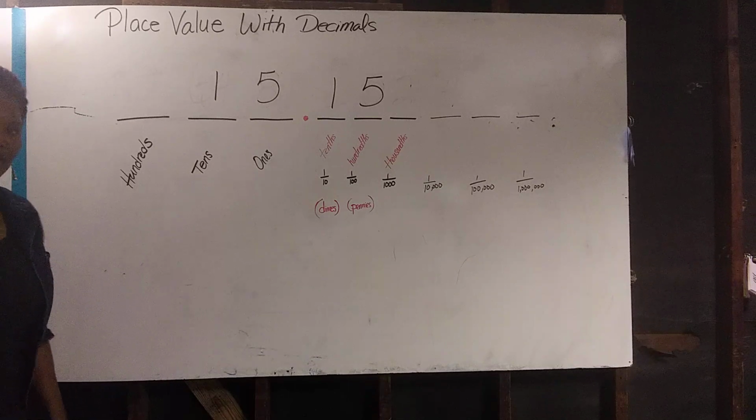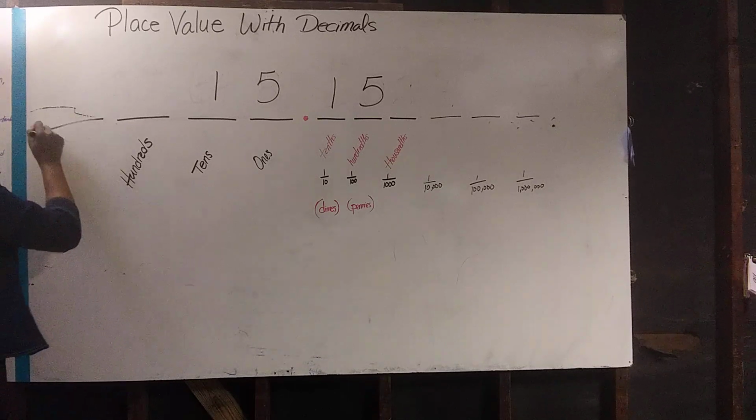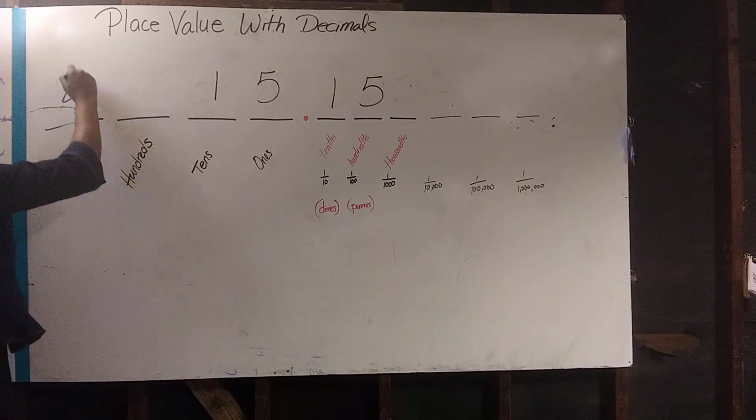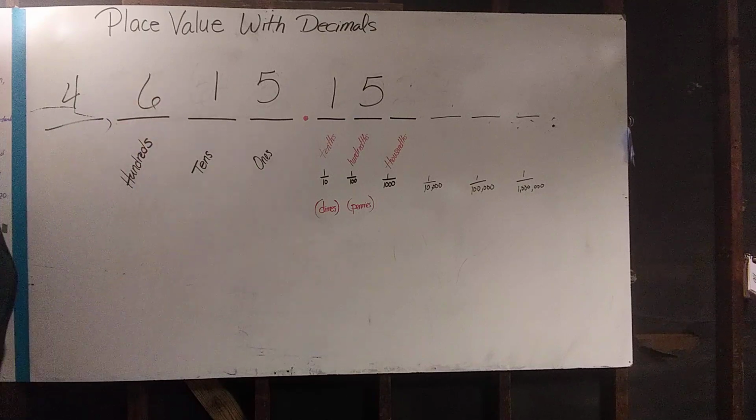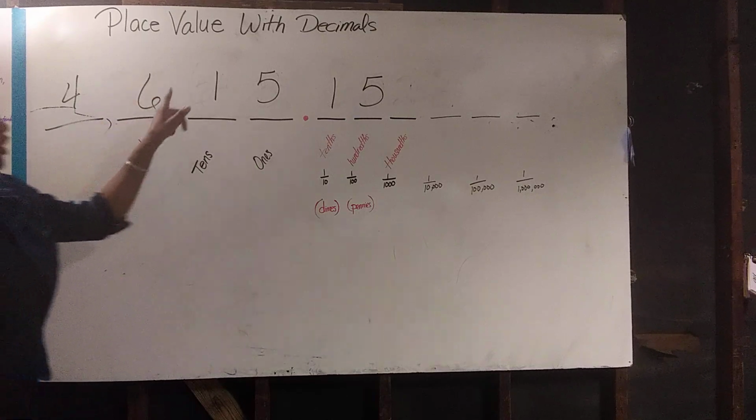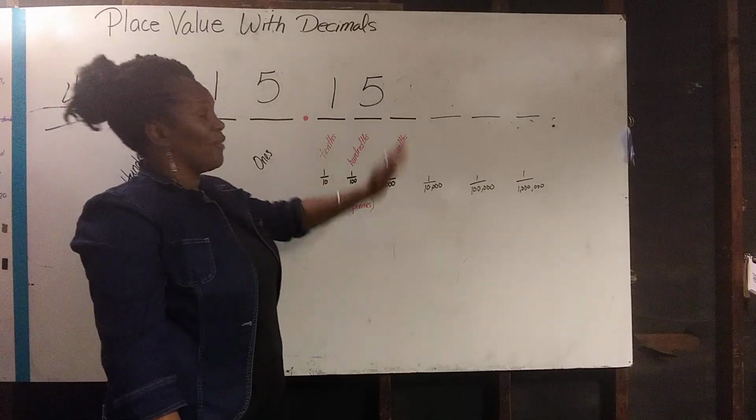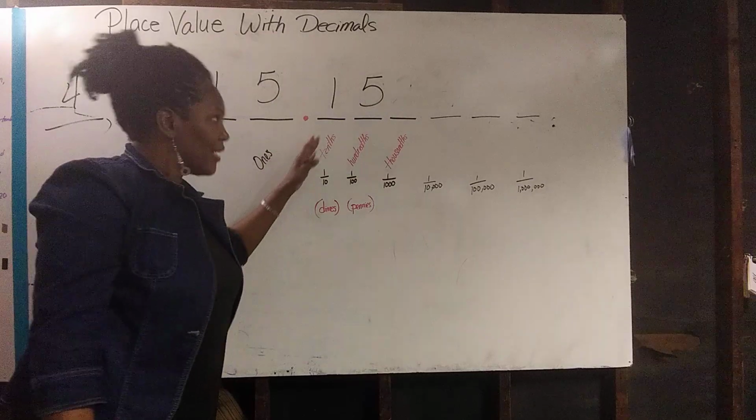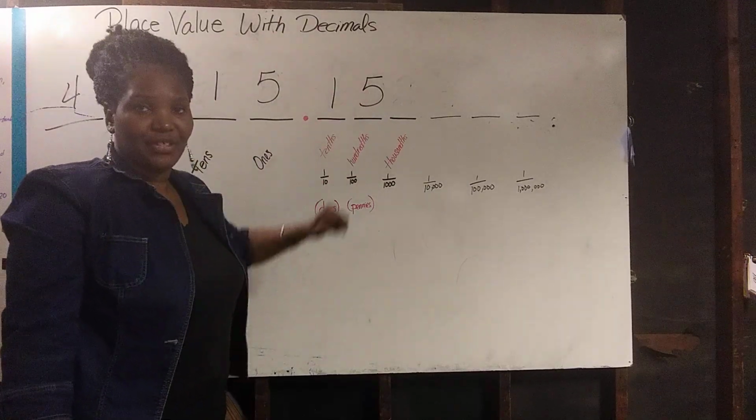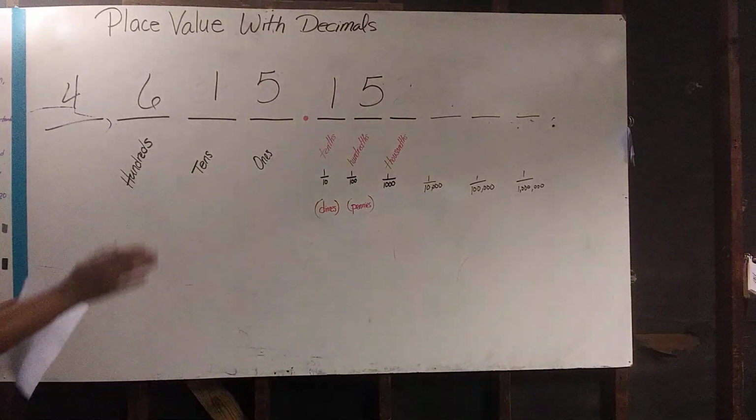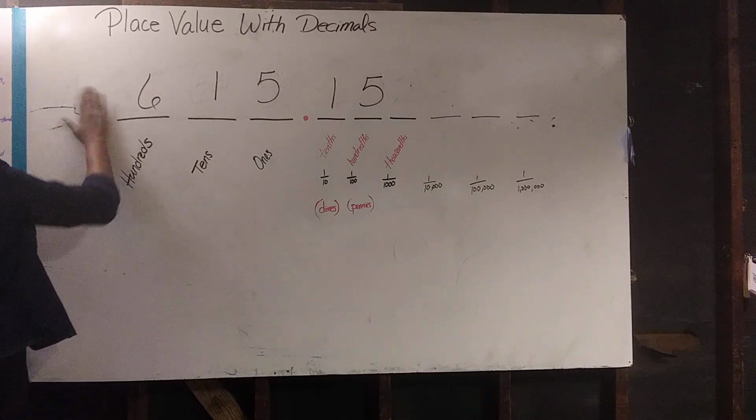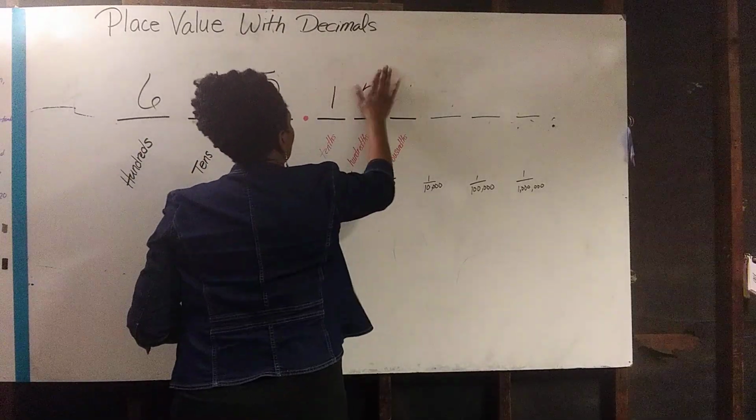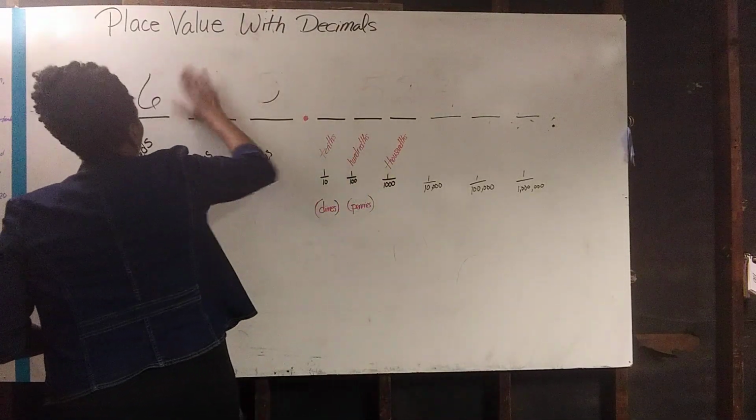And let's just say, for the sake of you not knowing how to say it, if you see a number in the thousands place, we would say 4,615.15, or we would say 4,615 and 15 hundredths. Okay? So, this is how you say decimals. And this is how you use the place value. Okay?